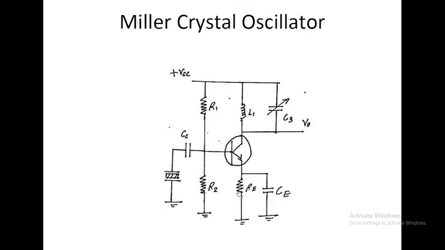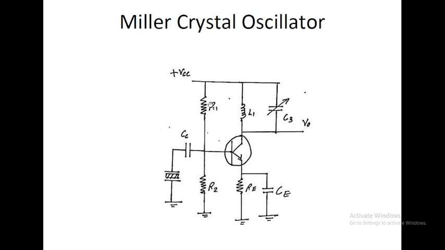Okay, and the next type of crystal oscillator is the Miller crystal oscillator. Please see the circuit diagram for 3 seconds. And this circuit is very similar to the Hartley oscillator. It is similar to the Hartley oscillator. And what are the modifications?